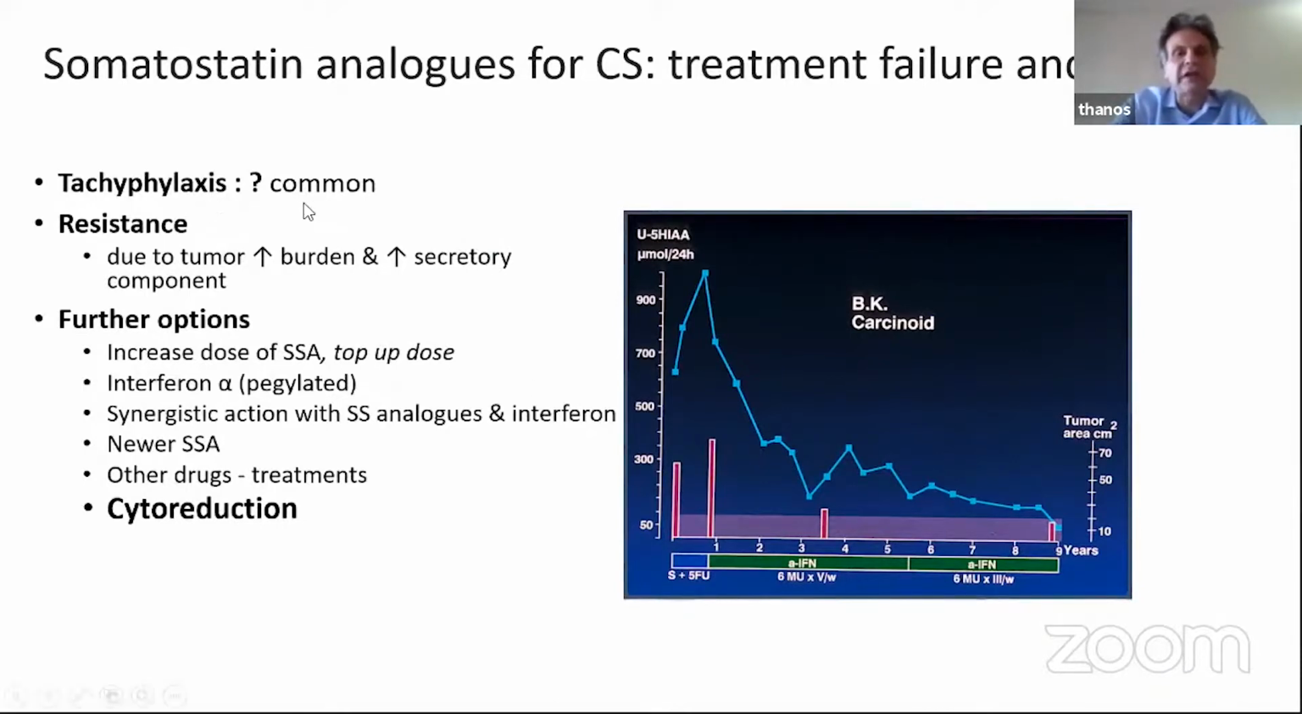Although initially that was thought to be related to tachyphylaxis, now we do know that it is secondary to the tumor burden and the amount of secretory component, and therefore other options are utilized in order to try and control the symptoms. And this is either increasing the dose of the somatostatin analog or giving top-up doses by subcutaneous administration.